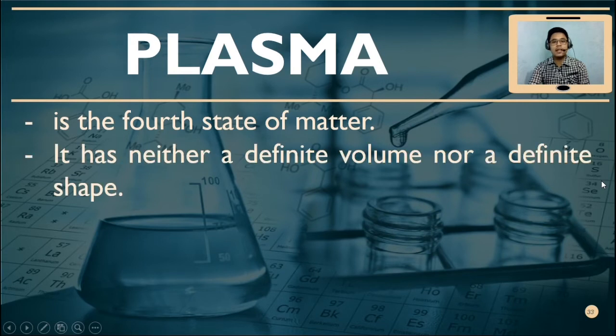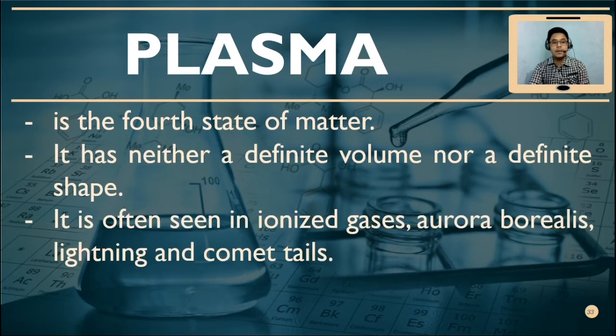So plasma is said to be the fourth state of matter. It has neither a definite volume nor a definite shape, and often it is seen in ionized gases, aurora borealis, lightning, and comet tails. So, tingnan nating mabuti no yung mga examples kung saan makikita ang plasma ay talagang merong high and extreme na temperature. Kasi ang plasma ay nag-o-occur yan sa mga extreme na temperature. Katulad na lang nga ng aurora borealis, ionized gases, lightning, and comet tails.